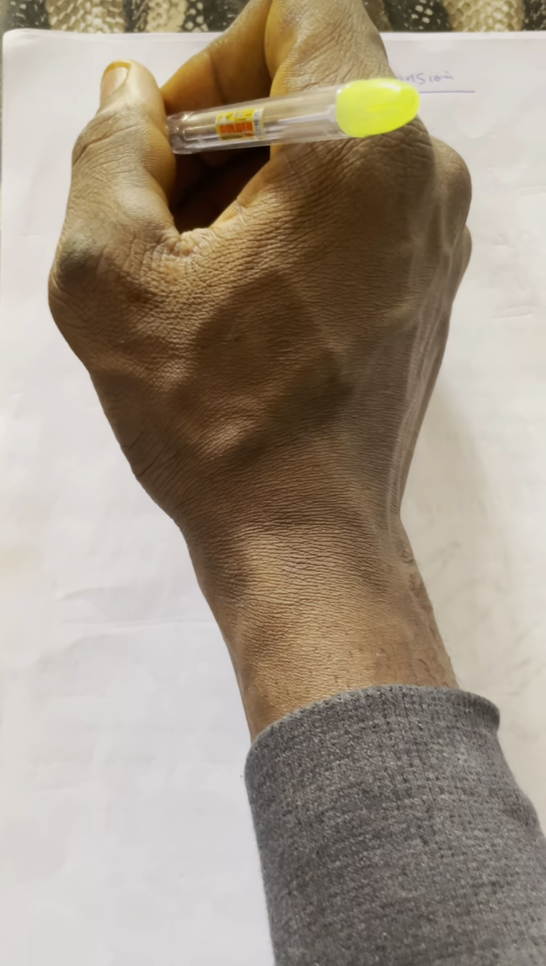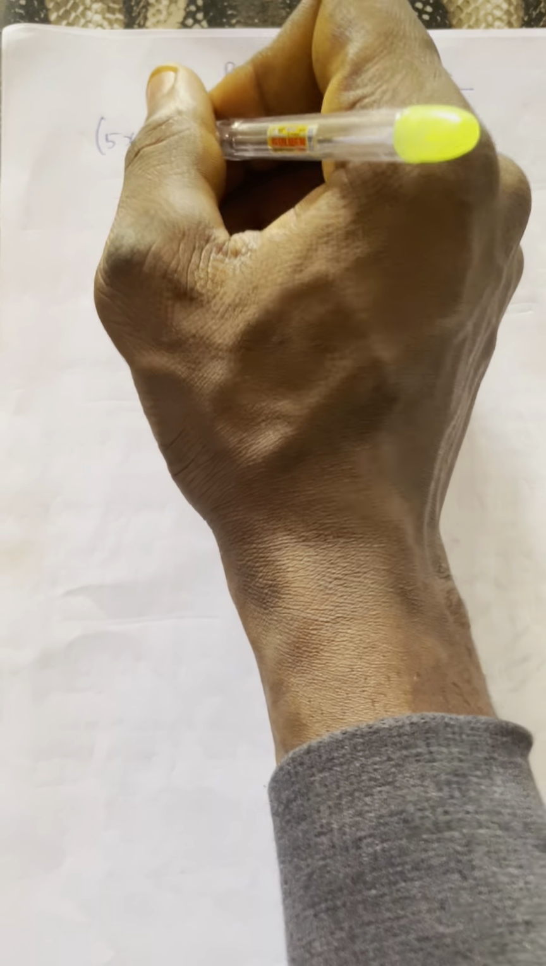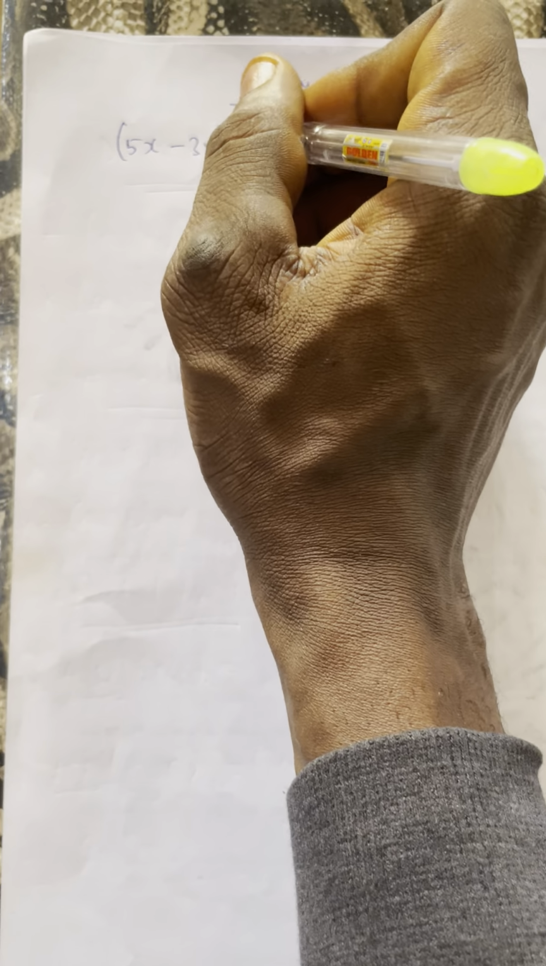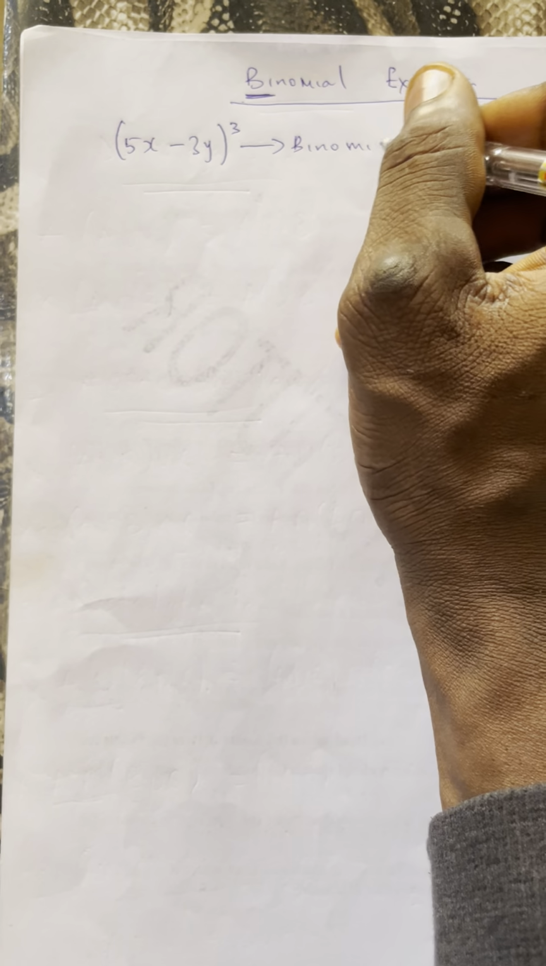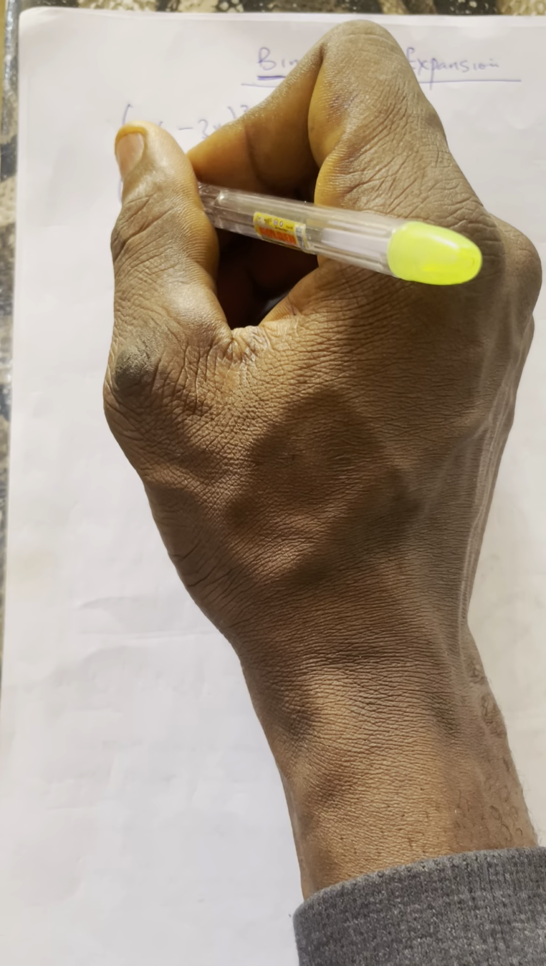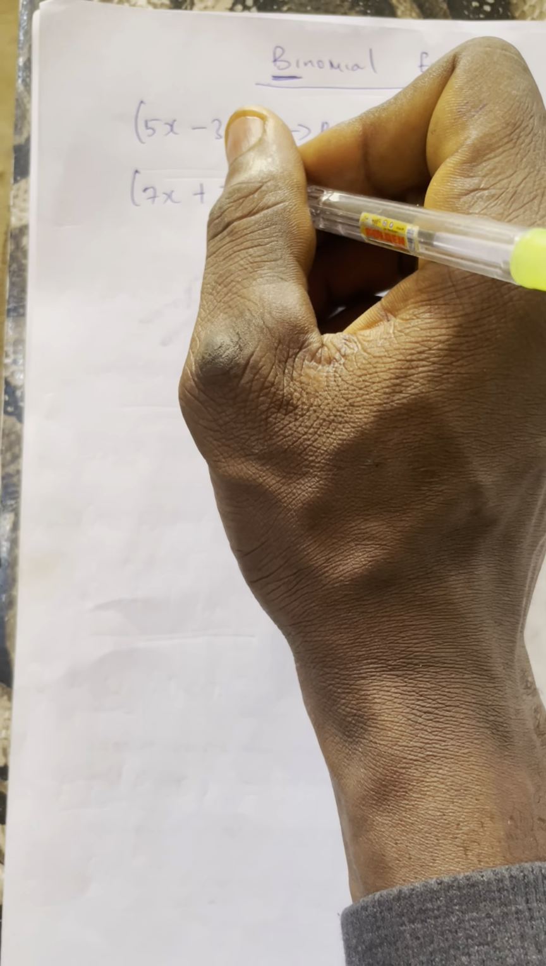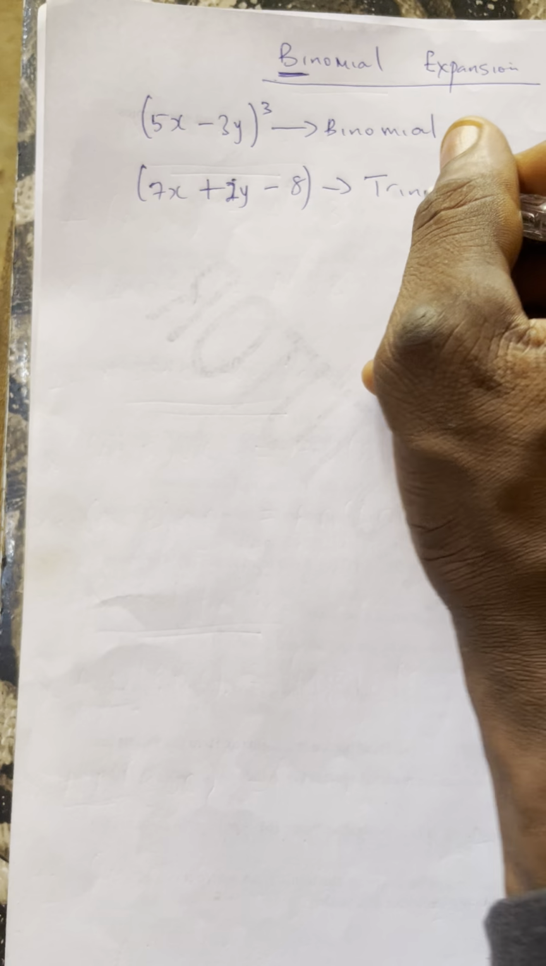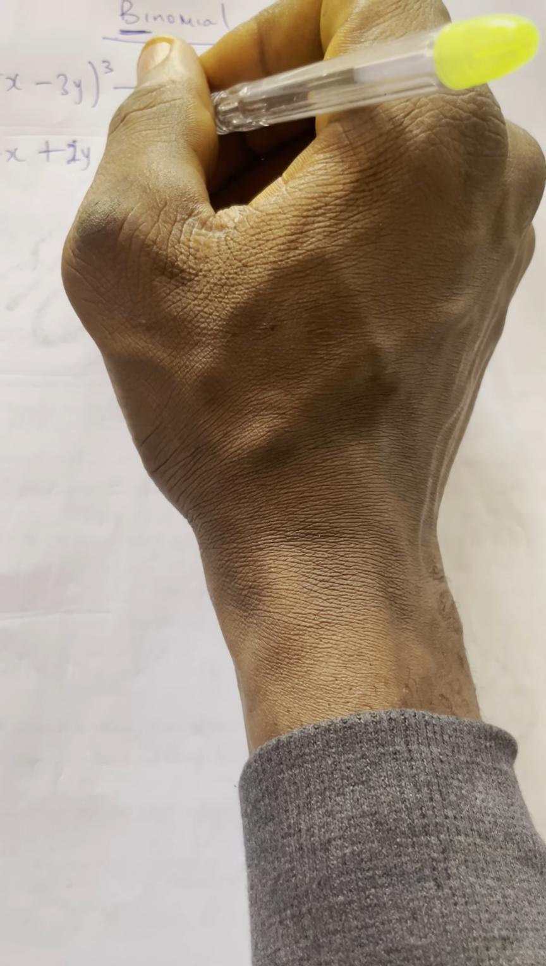If you have something like 5x minus 3y, raised to power 3, this one is a binomial. But if you have something like, let's say, 7x plus, let's say, 2y minus 8, this one is now a trinomial. Trinomial expansion, let's say maybe it's raised to power 4.